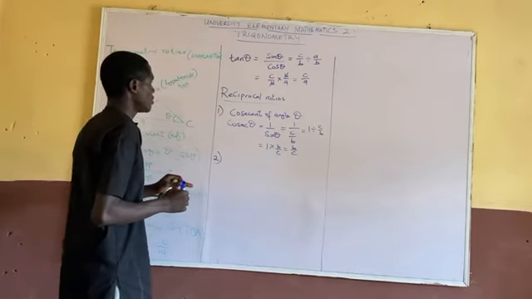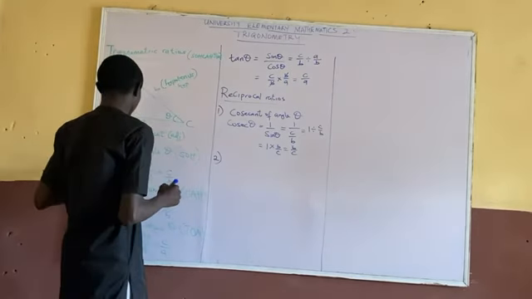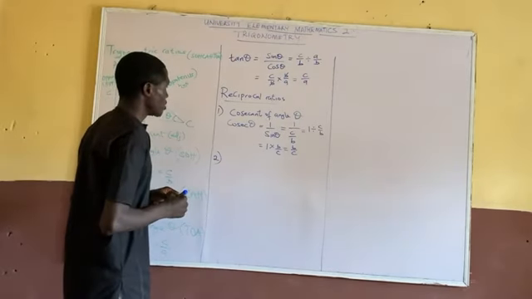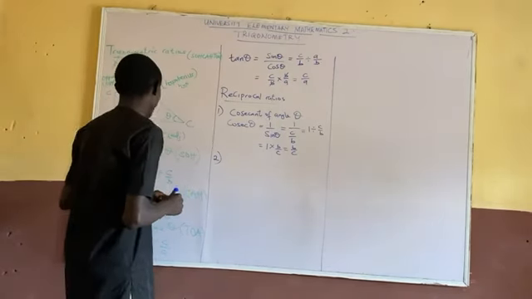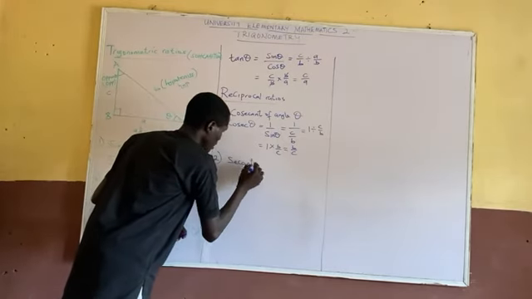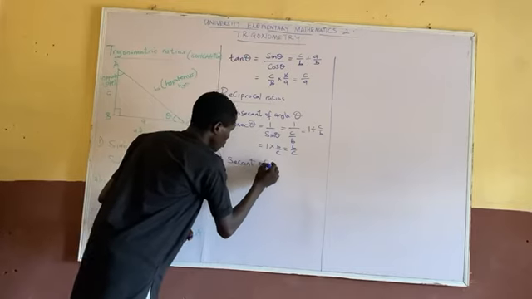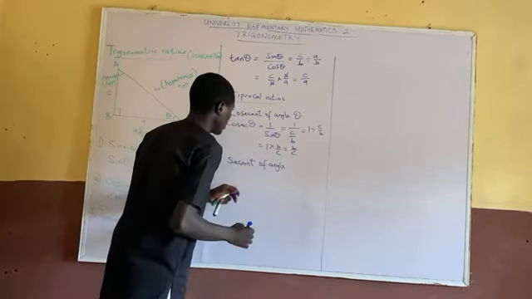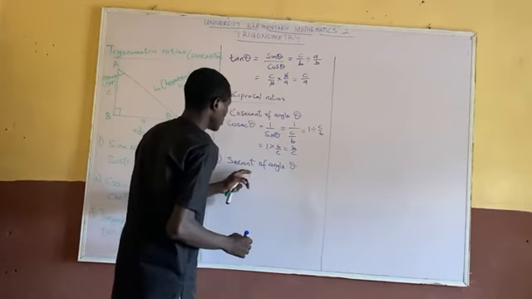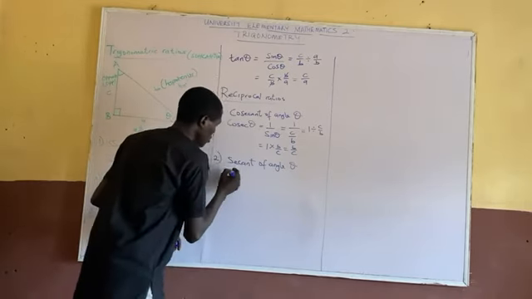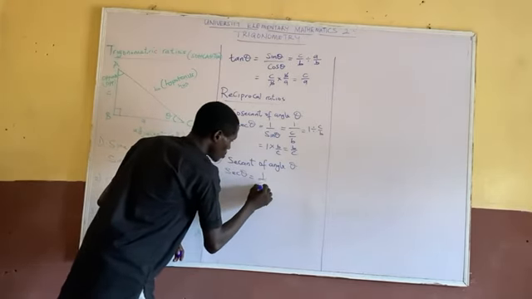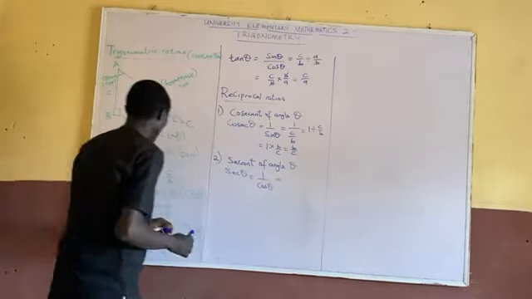We have the second reciprocal ratio, which is secant of an angle theta, popularly known as sec theta. Sec theta is equal to 1 over cos theta.